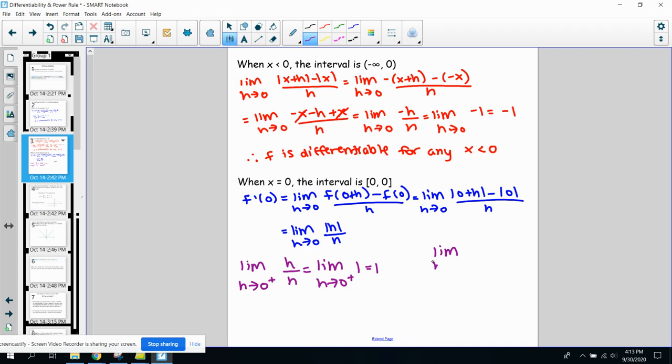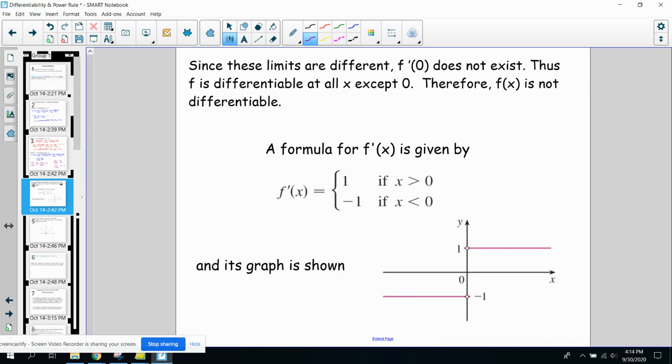I have to do it from the other side. So I'm going to do the limit as h approaches 0 from the left. So that means that my absolute value, what's inside, is going to be negative. So I have negative h over h. So I get the limit as h approaches 0 from the left of negative 1. So when I plug that in, I get negative 1. Okay, so when it's greater than 0, it was 1. When it's less than 0, it's negative 1. But at 0, we have those conflicting values. One is 1 and one is negative 1. So since the limits are different, f prime of 0 does not exist. Thus, f is differentiable at all x values except for 0.